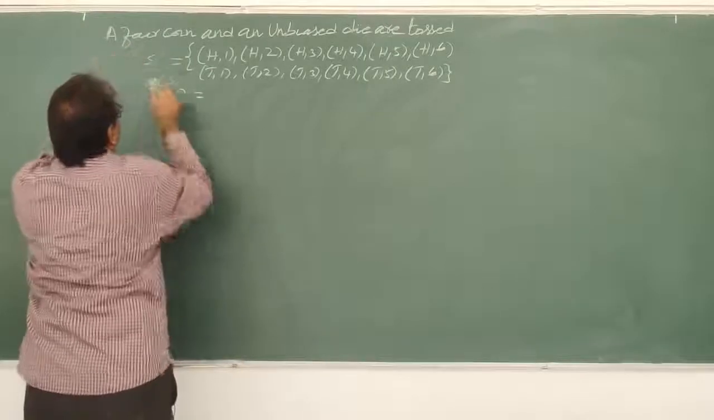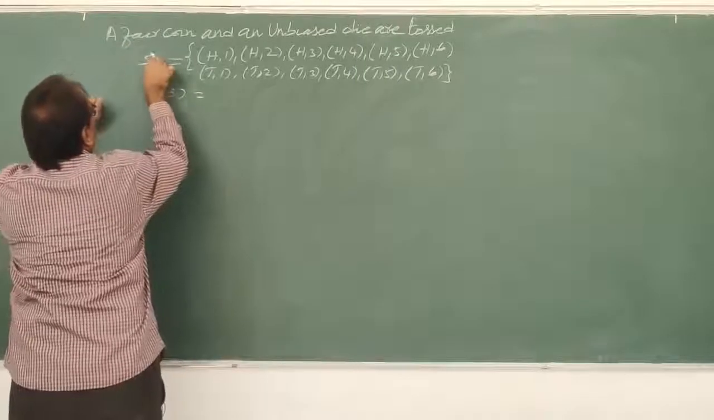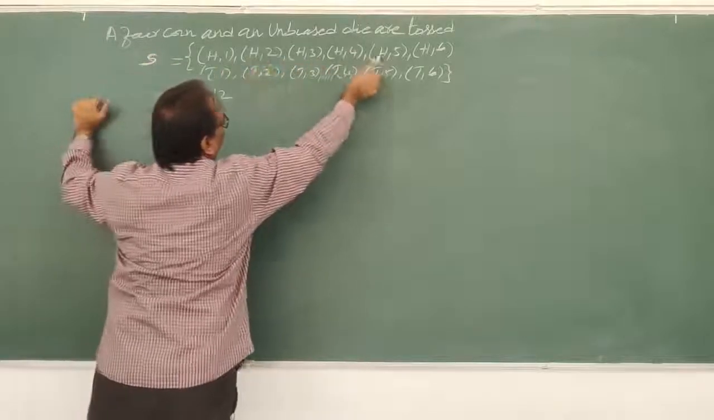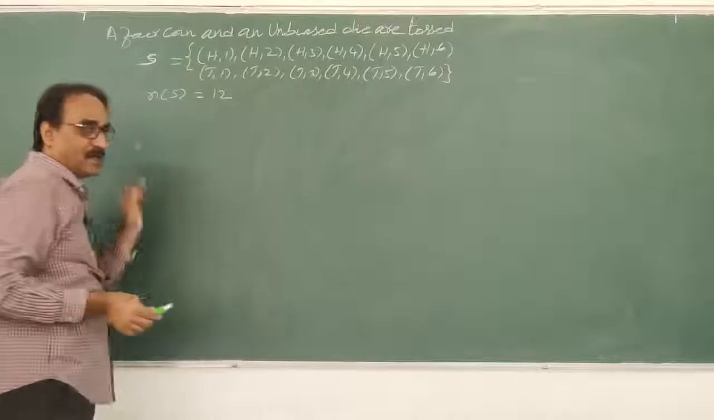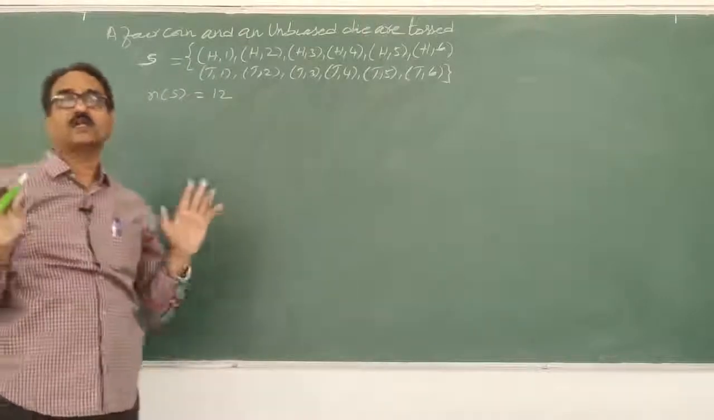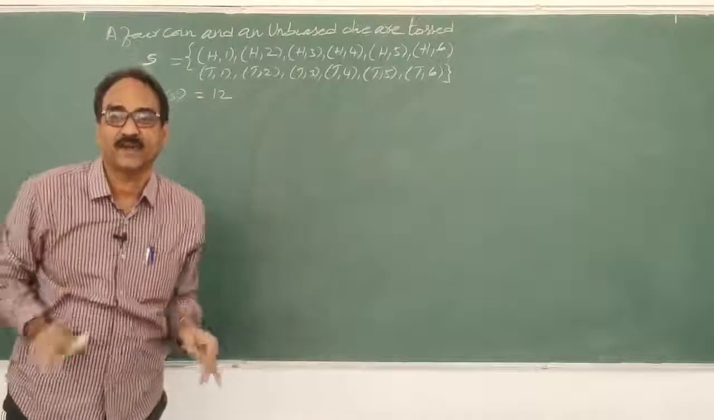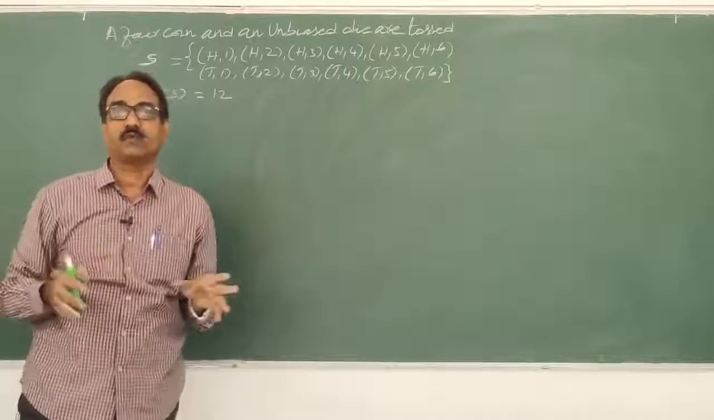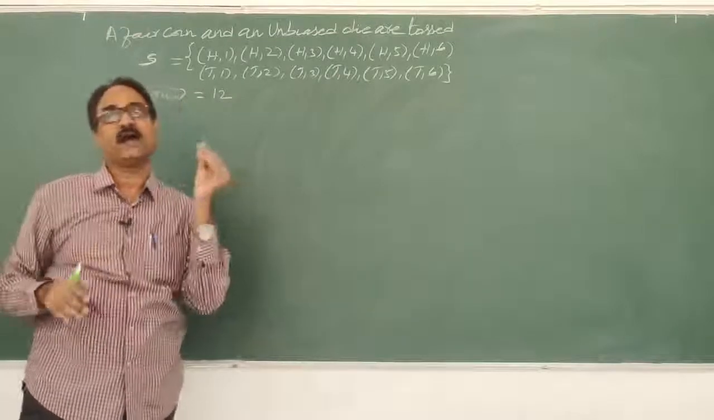N means number. So N of S is equal to 12: 1, 2, 3, 4, 5, 6, then 6 plus 6 is 12. N of S is equal to 12. There are 12 sample points in the given experiment, which is tossing a coin and throwing a die together, both fair and unbiased.